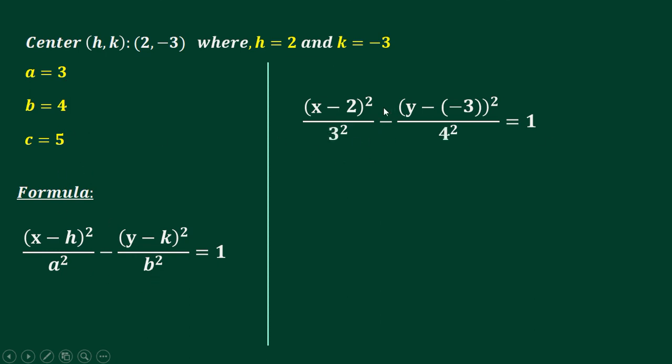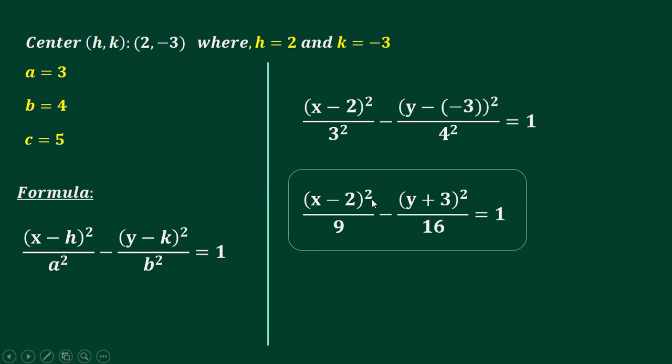Then you simplify. So (x - 2), and for y minus -3, double negative, that's positive, so (y + 3). Then 3 squared is 9, then 4 squared is 16. And this is our equation.